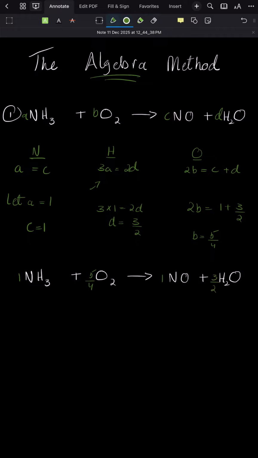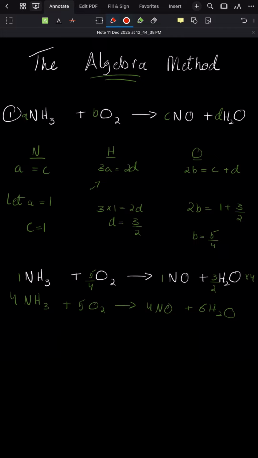And finally, we have to get rid of the fractions. For this, I'll multiply the whole equation by 4. And for the final answer, we get 4 ammonia plus 5 oxygens, which react to give 4 nitrogen monoxide plus 6 H2O. On the left hand side we have 4 nitrogens, on the right we have 4 as well.